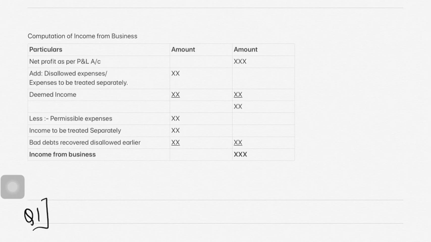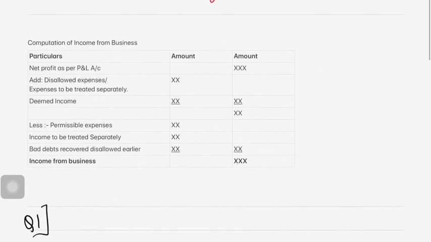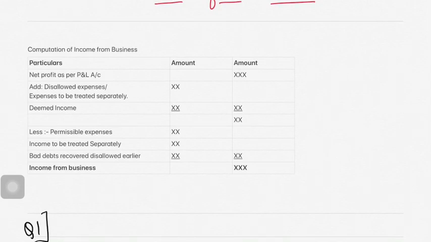So when you are removing expenses from the P&L account, what is happening? Your profit will increase. Correct? Okay. So disallowed expenses or expenses to be treated separately, that you will add. Deemed income you will add. So if any income is missed in your P&L account, you will show it in your P&L account. So when you are increasing your income, your profit will also increase, right? So deemed income also you will add. Okay. And what all things will you subtract?